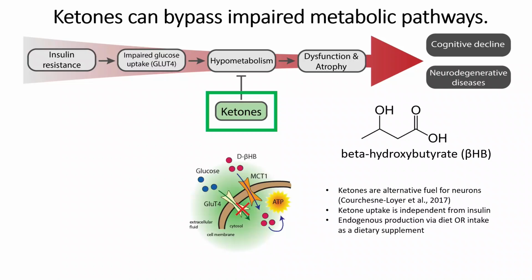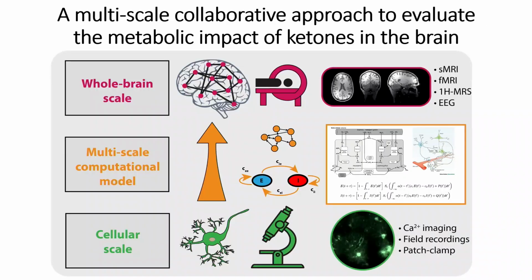So the question is, can we use ketones to reverse the aging-related effects? In order to evaluate that, we dedicated a large-scale effort combining experiments on multiple spatial scales, spanning from the cellular neuronal scale all the way up to the whole brain scale. We also developed computational modeling tools to establish synergy among these experimental results in a mechanistic way. Today I'll be focusing on the experimental results on the two ends of this scheme, and I will start with the results on the neuronal scale.